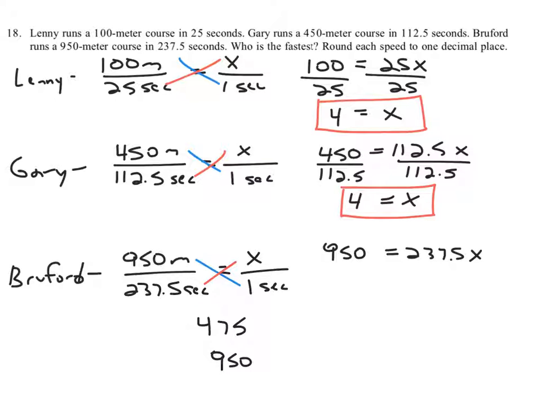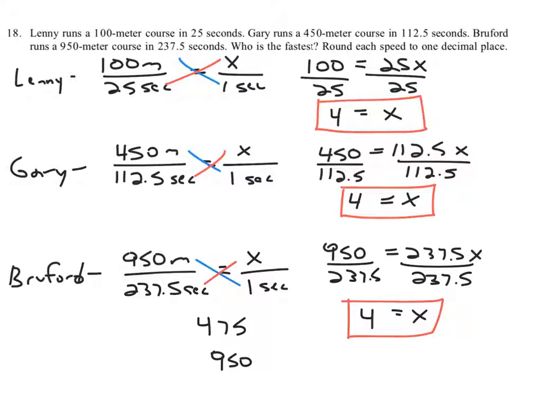Doubling it and doubling it again. Basically what I figured out then is that 237.5 is going to go into 950 exactly 4 times. And that means that they're each running at 4 meters per second. And so the question is, who runs the fastest? The answer is they all travel at the same speed. They're all running at the same speed.